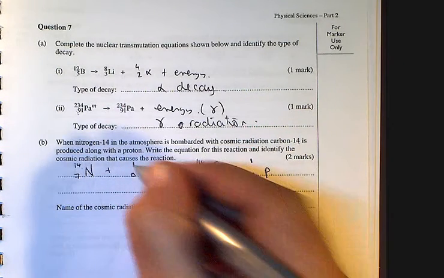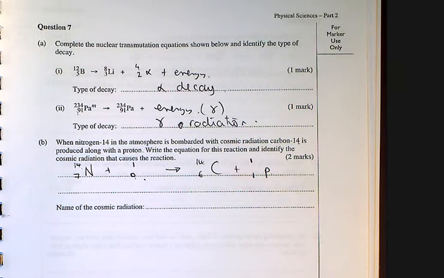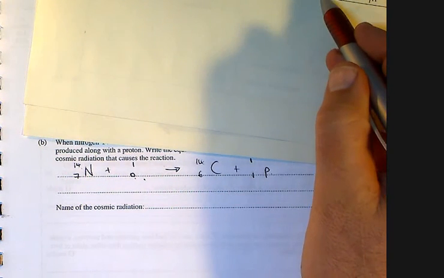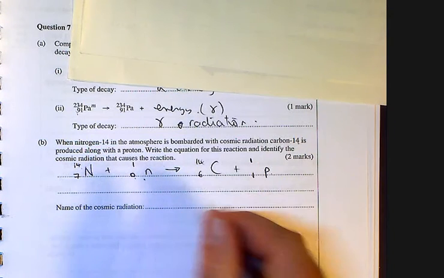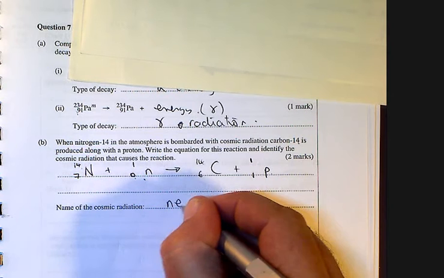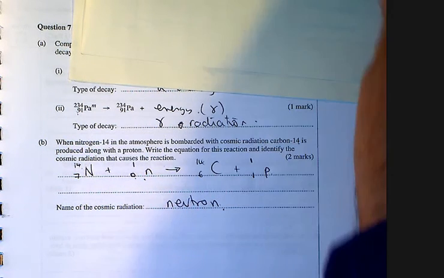Now, what has a mass of 1 and a charge of 0? Well, let's have a look back over here. I think I know what it is already, but let's have a little look on the information sheet to see where we can get this information. Mass of 1, charge of 0, it's going to be a neutron. Name of the cosmic radiation is going to be a neutron. And there you go. 4 marks.